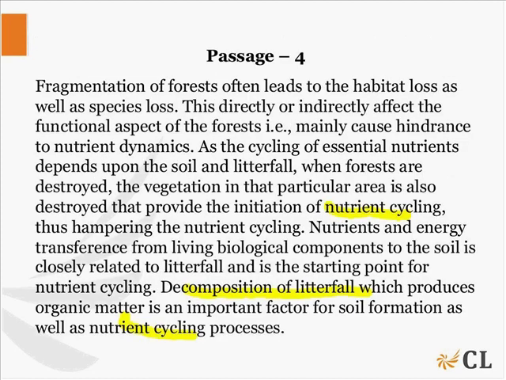Yeah, I find it. It's here someplace. And it talks about this directly or indirectly affecting the functional aspect of the forest, that is, mainly causing hindrance to nutrient dynamics. So no matter what happens, like this or that, it will affect. One thing I know is that it will affect the functional aspect of the forest.